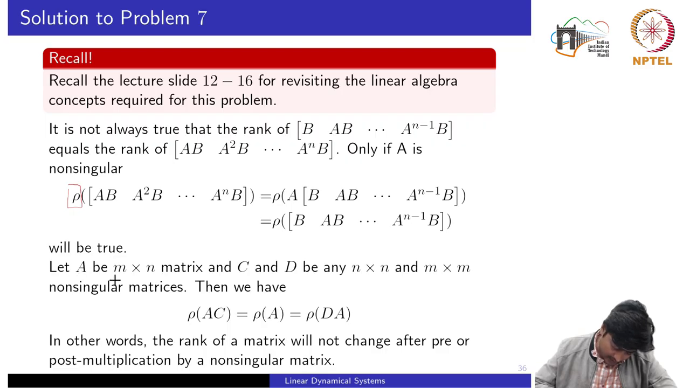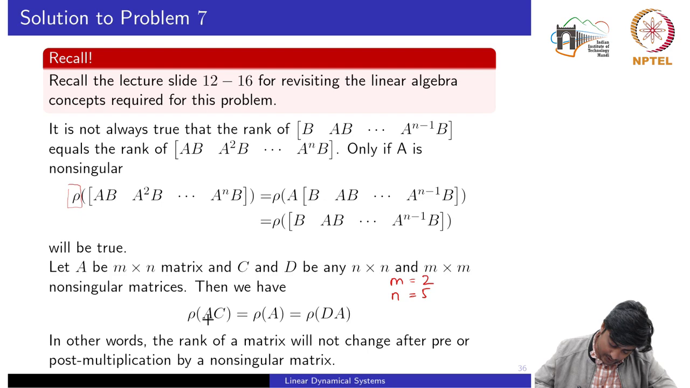Let's suppose A, which is not related to here, is some m cross n matrix, and there are two other matrices, let's say C and D, which are square matrices of dimension n and m, and both C and D are non-singular matrices. Then the rank of the matrix AC would be equal to the rank of A, and it would be equal to the rank of DA. So to do a quick check, suppose m is equal to 2 and n is equal to, let's say, 5.